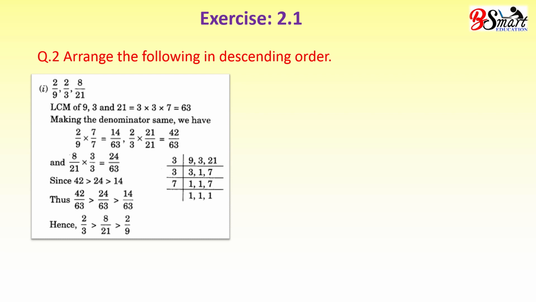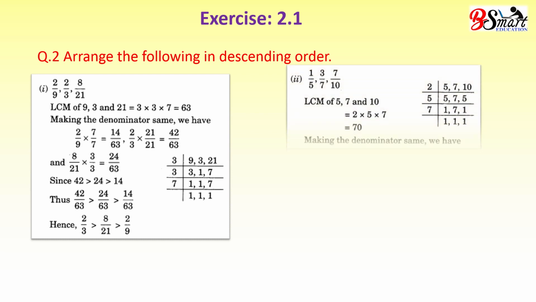Since 42 is greater than 24, and 24 is greater than 14, hence 2 by 3 is greater than 8 by 21, which is greater than 2 by 9. The second sub question is also the same.